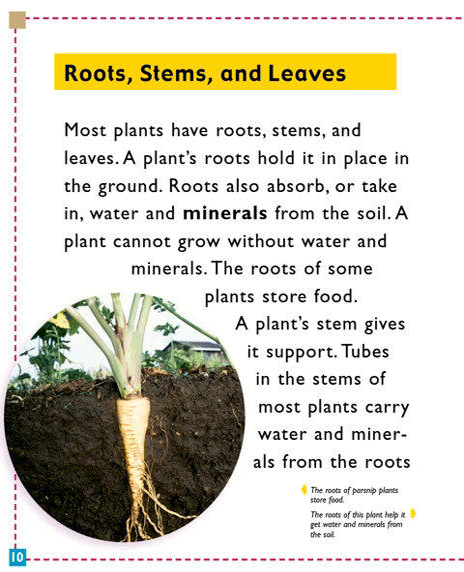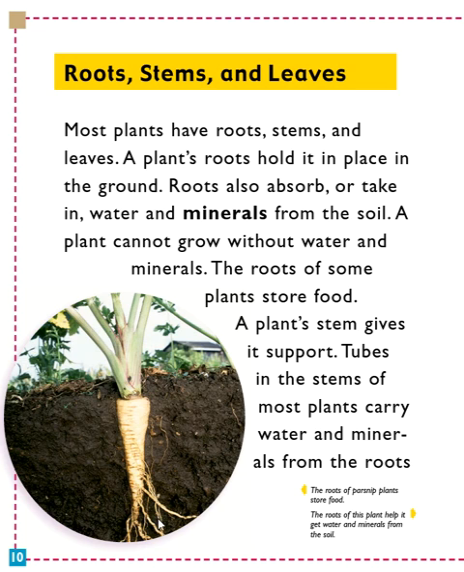Most plants have roots, stems, and leaves. A plant's roots hold it in place in the ground. Roots also absorb or take in water and minerals from the soil. A plant cannot grow without water and minerals. The roots of some plants store food. A plant's stem gives it support. Tubes in the stem of most plants carry water and minerals from the roots.